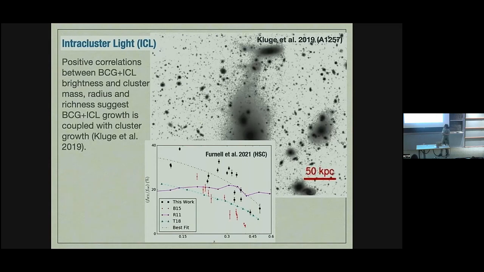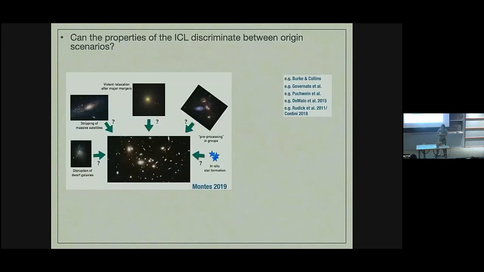So positive correlations between the brightest cluster galaxy and intracluster light brightness, and the cluster mass and radius and richness, imply that the brightest cluster galaxy and the intracluster light growth could be coupled. So can the properties of the ICL discriminate between origin scenarios, as I was suggesting earlier?